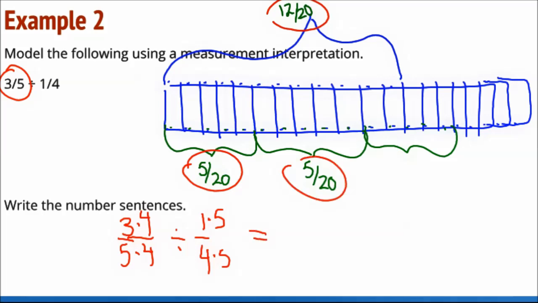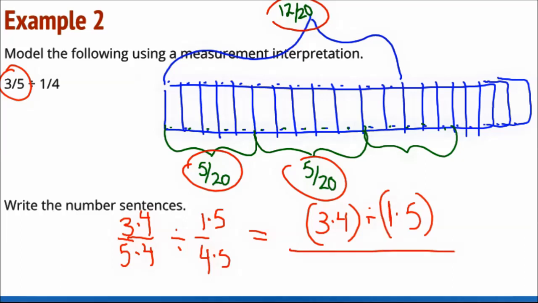If I put this all together, I've got 3 times 4 divided by 1 times 5. Underneath here, I've got 5 times 4 divided by 4 times 5. And these will cancel each other out, 20 divided by 20. And remember, this expression stuff that I'm showing you here with the 3 times 4 and 1 times 5, this all is what we did up above.